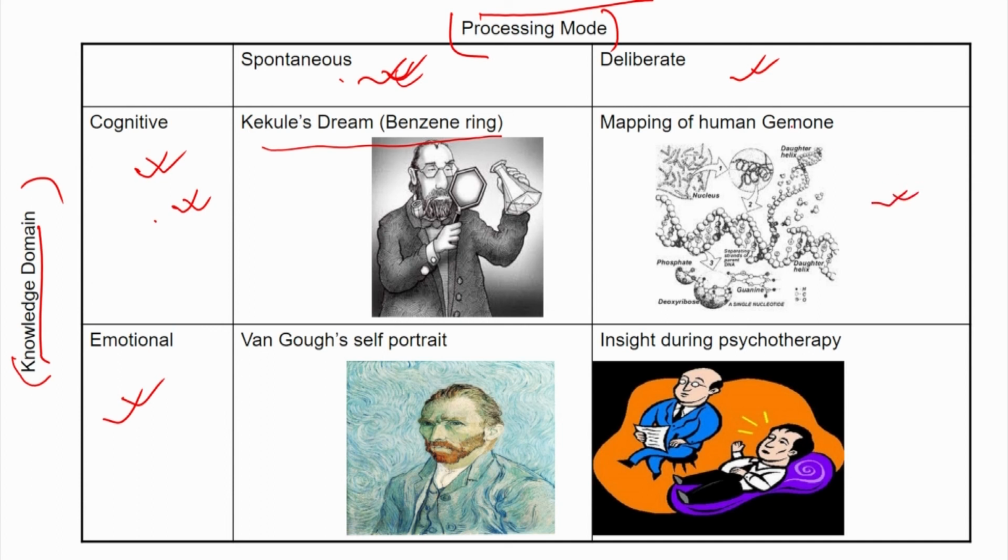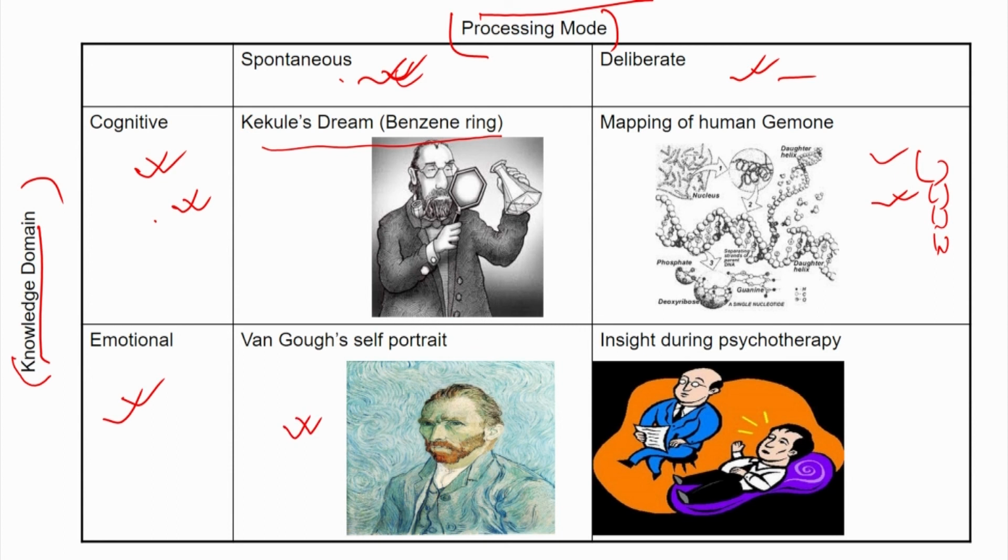In terms of thinking, the deliberate mode was mapping the human genome. The people who created this human genome were working on it over and over again, making deliberate efforts to solve it, and out of this continuous effort to solve the problem, using a lot of knowledge, the mapping of the human genome, or the creation of DNA sequencing, came up. In terms of emotional product, Van Gogh's self portrait is actually a spontaneous output.